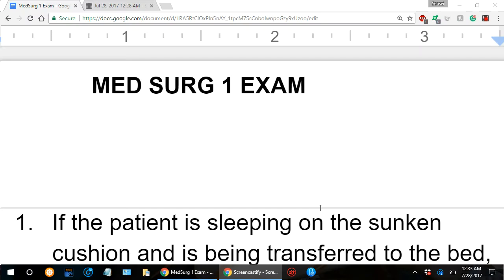My name is Cliff Ropres, and I'm reading to you the MedSurg 1 exam. First part will be questions 1 to 30. Second part will be questions 31 to 49.